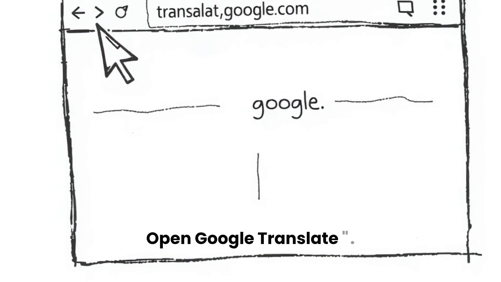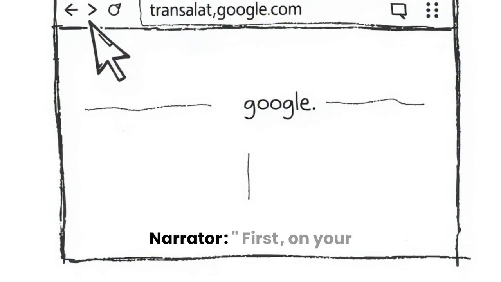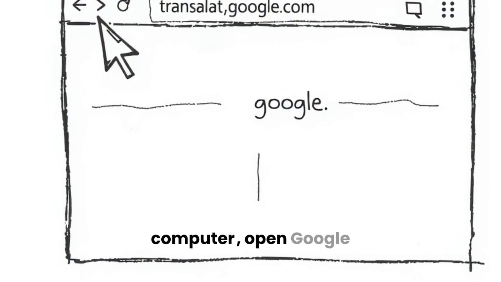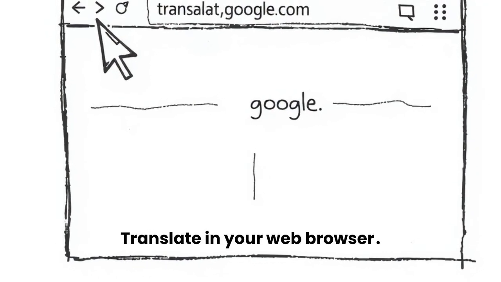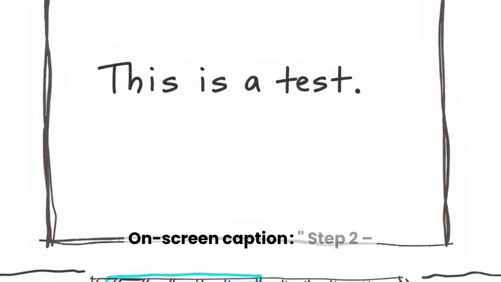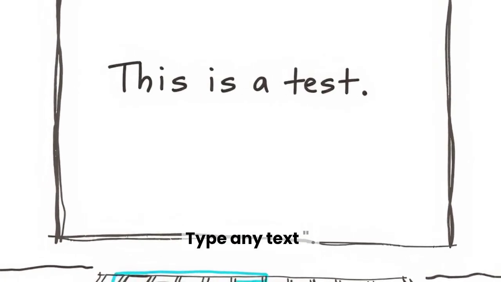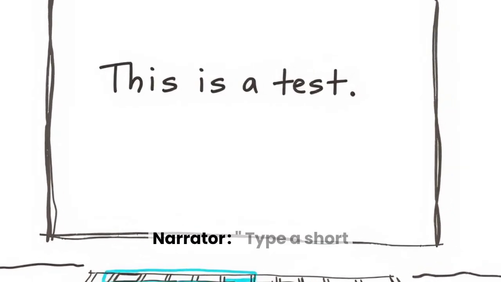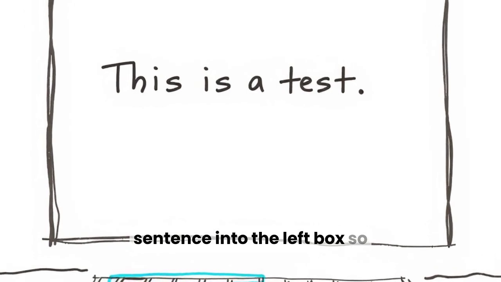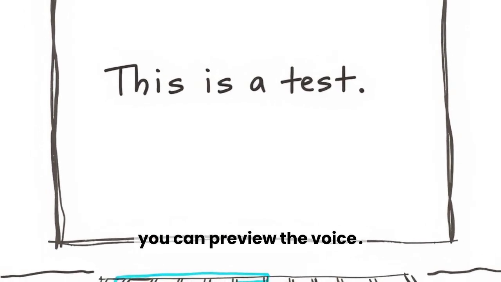Open Google Translate. First, on your computer, open Google Translate in your web browser. Step 2. Type any text. Type a short sentence into the left box so you can preview the voice.